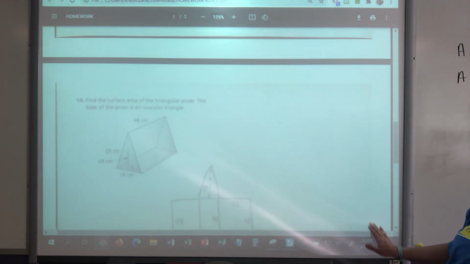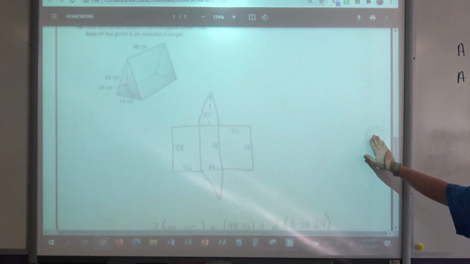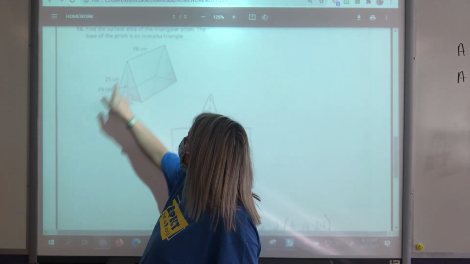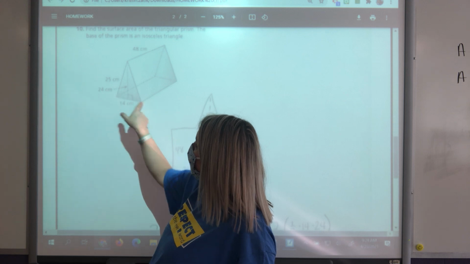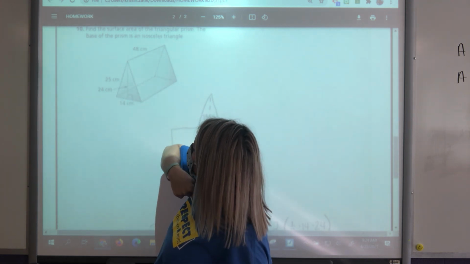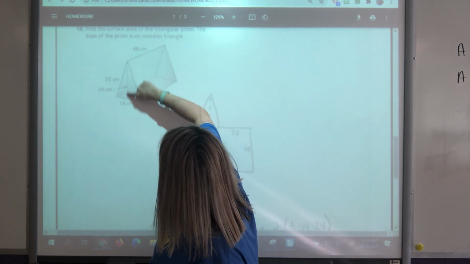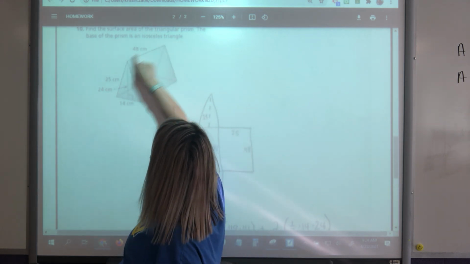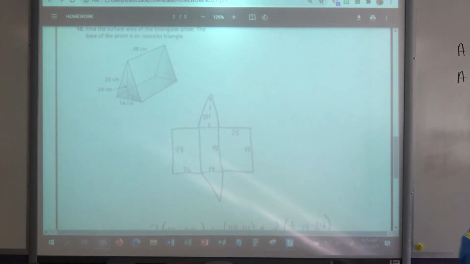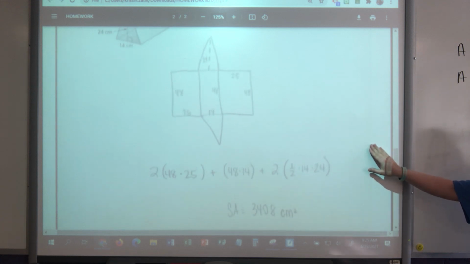All right, and then our last problem is our triangular prism. So here was the prism. The triangle had a base of 14 centimeters. Side length is 25 centimeters. The height of the triangle is 24 centimeters. And then the length of the prism, or the height, I guess you could call it, is 48 centimeters.